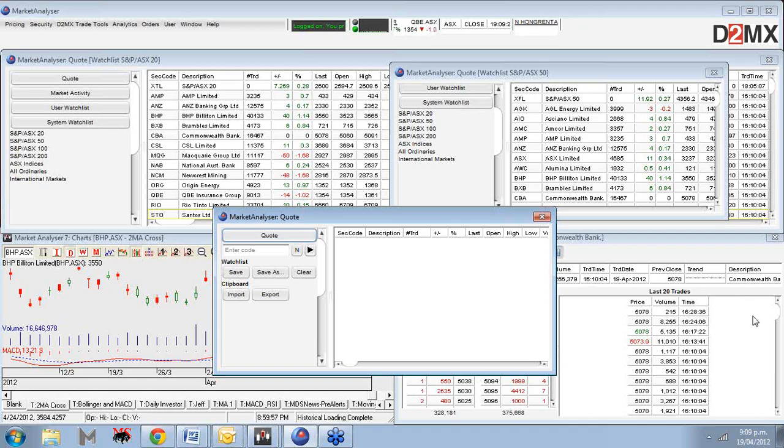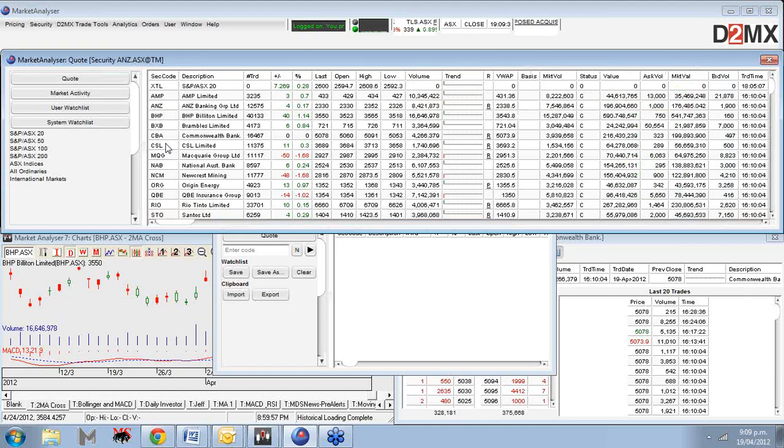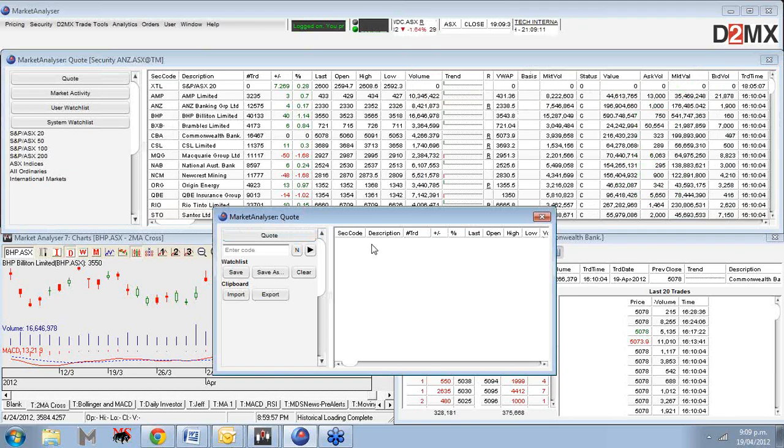Question there was, can we drag and drop from one window to another? I've never tried it, to be quite honest. ANZ. Yes, you can. It just did it. So yes, you can drag and drop. I wasn't aware that it was possible, but I'll just check that.